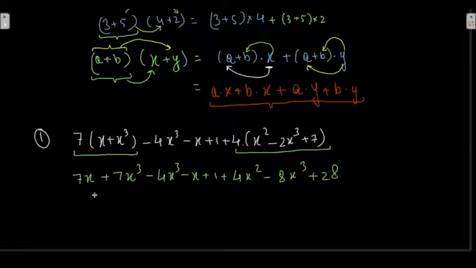So I'll just use different color for different terms. So let's first bring the terms of highest degree together, which are 7x cube minus 4x cube minus 8x cube. Then we'll write the terms of second highest degree, that is degree 2. And here we have got 4x square.